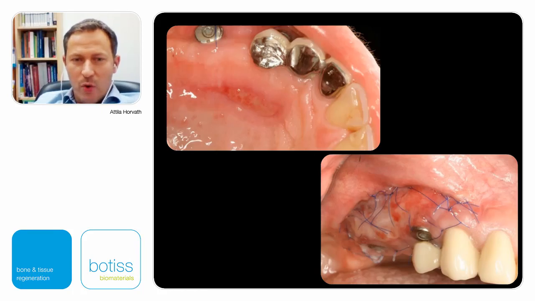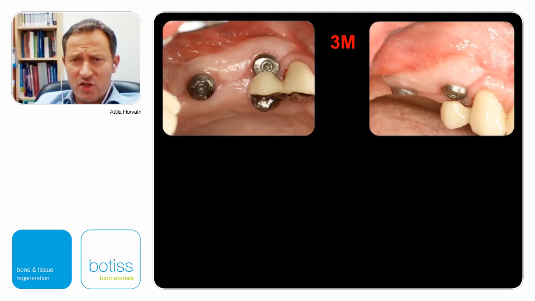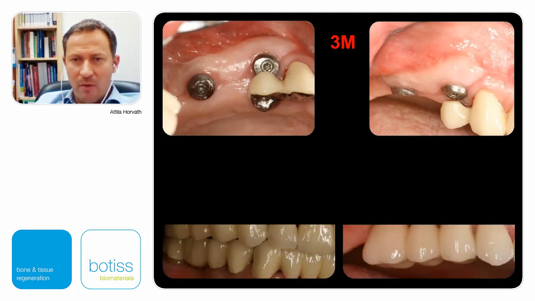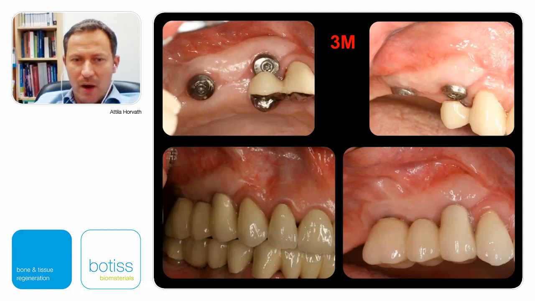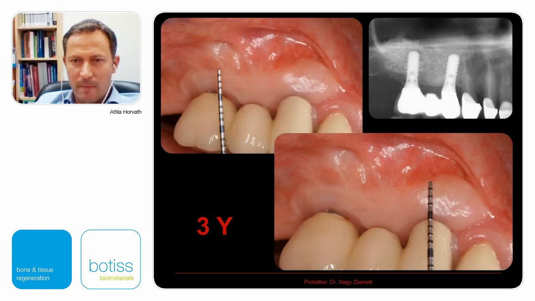But after 2 weeks, since we see the stitches there, it's quite a nice and fast healing. Vascularization. After 3 months, what we could see is a firm and adequate amount of keratinized tissue around the implant buccally. And when the prosthesis has been delivered, we could see that we still have that result. But as I said in the beginning, is it stable for the long run? I can tell you the 3 years result, and still we have a good 4 millimeter and 5 millimeter of keratinized gingiva around the implant.